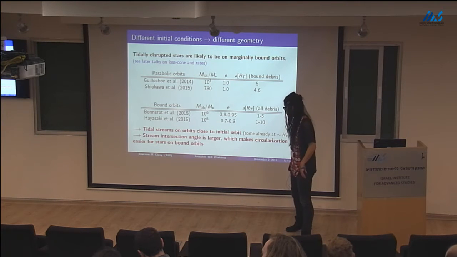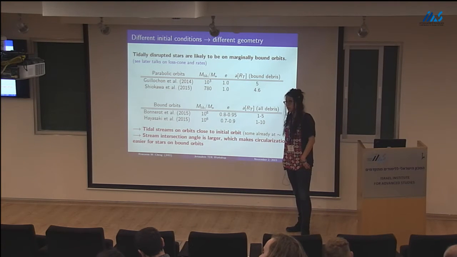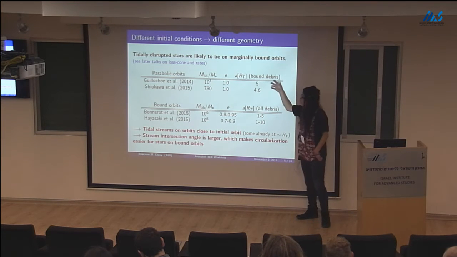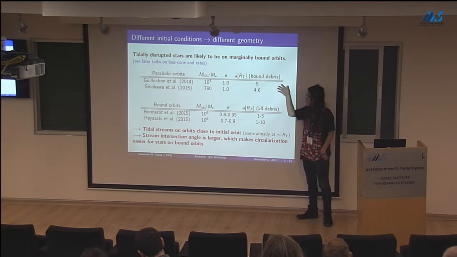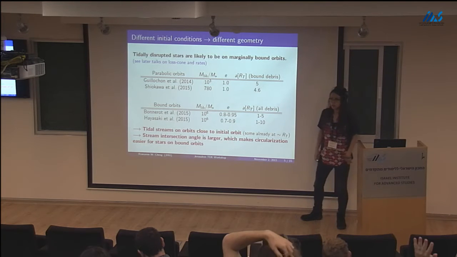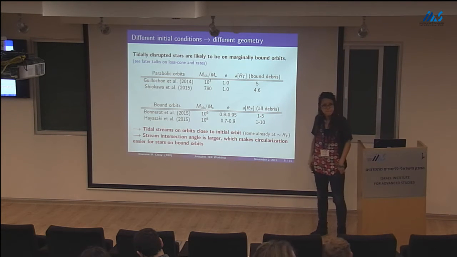Right, but we won't really know unless we actually do the simulation. Of course. I should also say that the eccentricity for the debris on these parabolic orbits is much closer to 1 for increasing mass ratio. So we are showing a simulation that has debris with a lower eccentricity. Yeah, I'd like to disagree with that. We won't know unless we do simulations.